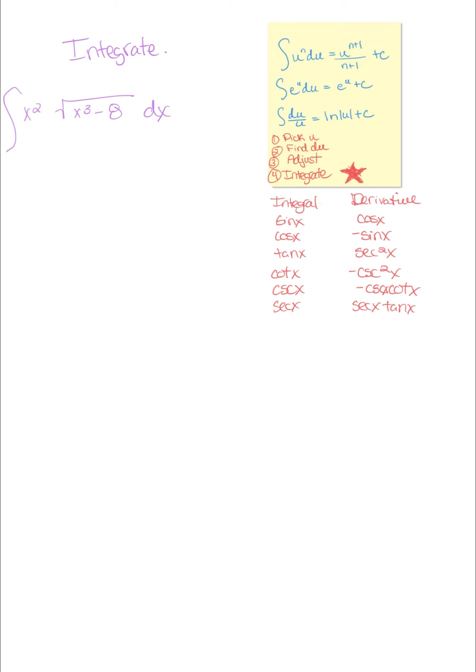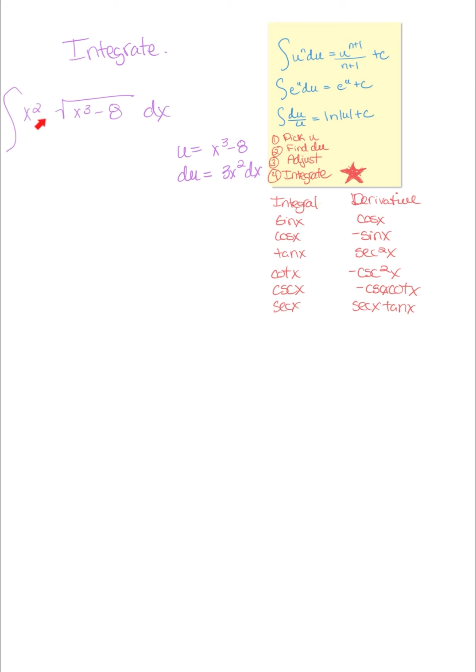Okay, how do I pick my u? Well, my u is going to be the thing inside of stuff, the most inside of things. So if you see things that are in parentheses or that are inside of a square root, that is your u. So u equals x to the third minus 8. What is the derivative of u? Well, that's going to be 3x squared. Don't forget your dx.